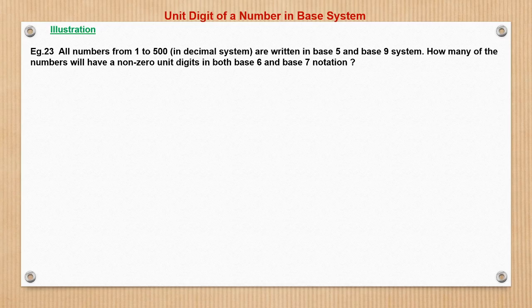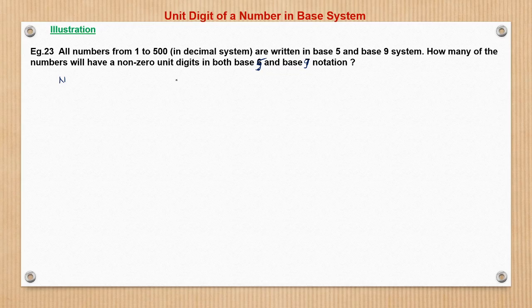Now the last question we'll see. All numbers from 1 to 500 in decimal system are written in base 5 and base 9. How many of the numbers will have non-zero unit digits in both base 5 and base 9 notations? So here a number is there in the decimal system. When this is written in base 5 and base 9, the question is how many of the numbers will have a non-zero unit digit.